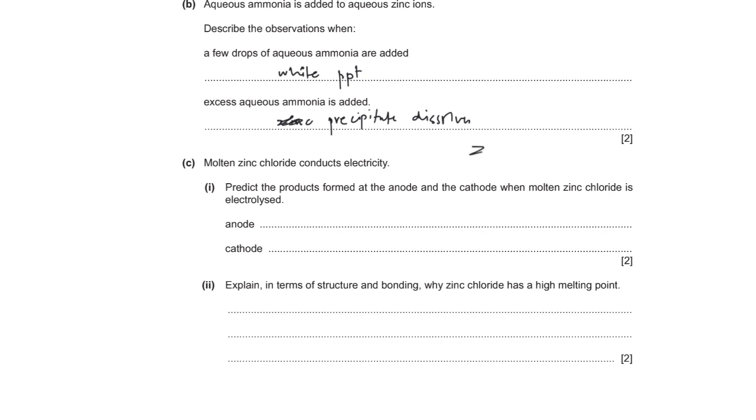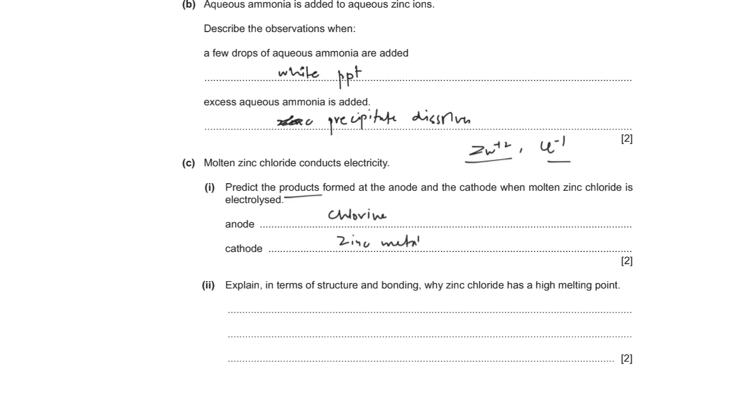Okay. C part is molten zinc chloride conducts electricity. Molten zinc chloride means there is zinc ion and chloride ion only. So the anode will attract the anion. You need to predict the products formed at the anode and cathode. The anode attracts the anion, which is chloride ion. So at the anode, chlorine will be formed. You won't write chloride ion, you will write chlorine, because chloride will lose electrons to form chlorine. They ask you about the products and not what goes to the anode. They're asking you what the products are at the anode and cathode. And at the cathode, zinc ion will not be the product, zinc metal will be the product.